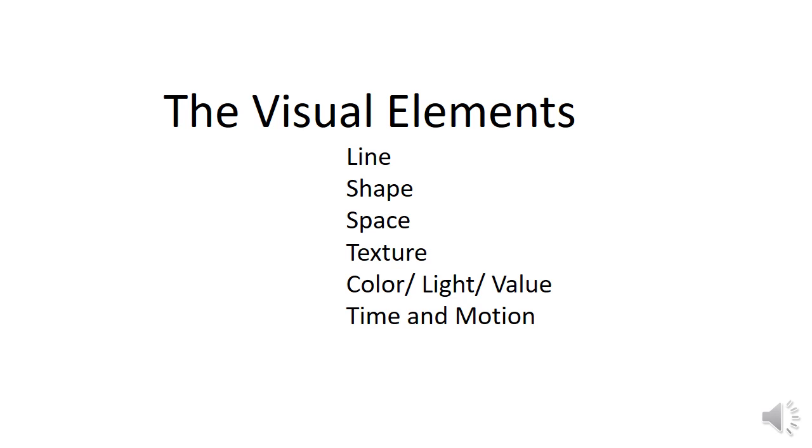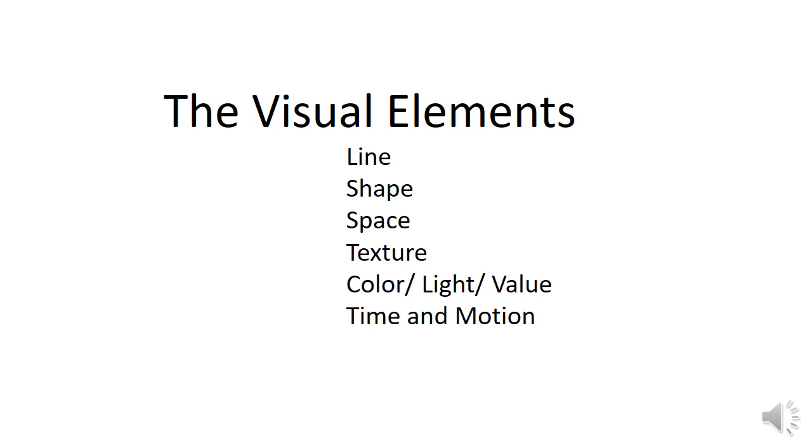Hey everybody, I wanted to talk to you today about the visual elements. The visual elements are the components that artists use to create a work of art. For example, on this slide you can see that the visual elements are line, shape, space, texture, color, light, and value. I talked about those together, and time and motion.